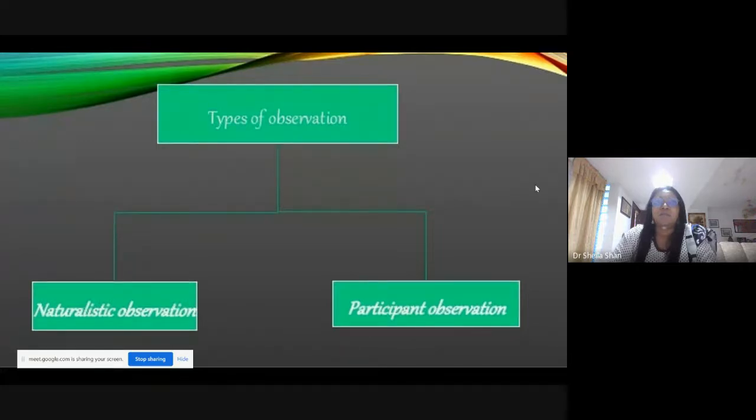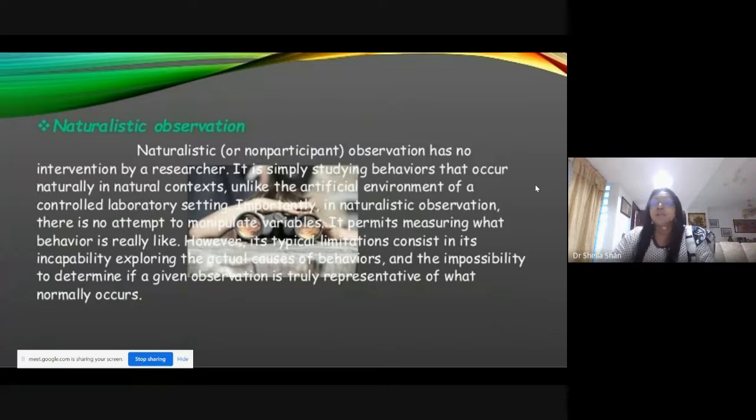All right. So observation, we have two types here: naturalistic observation and participant observation. So what is naturalistic? Naturalistic means you are a non-participant. You don't participate. You just observe. Observation has no intervention by the researcher. You just study the behavior that occurs, unlike the artificial environment. It's a very typical limitation. When you observe, you can't do much. There are a lot of limitations, a lot of restrictions.